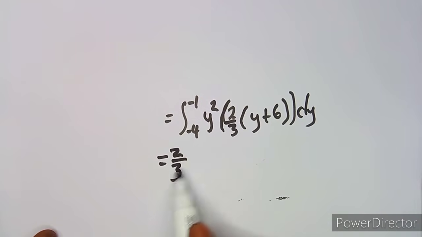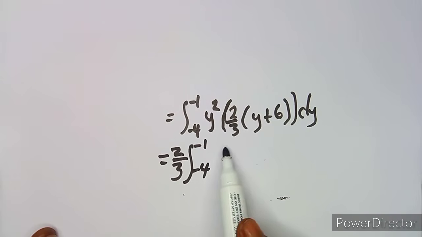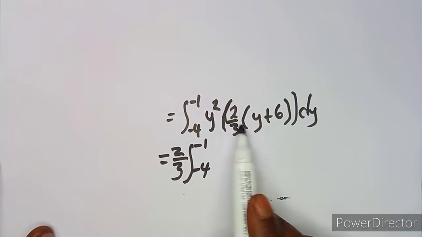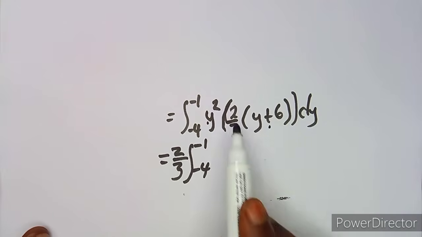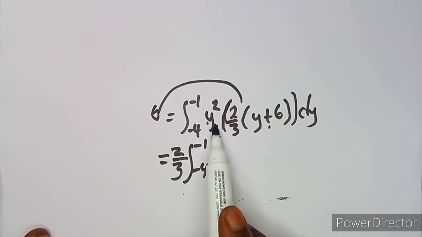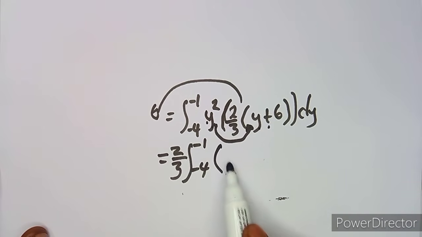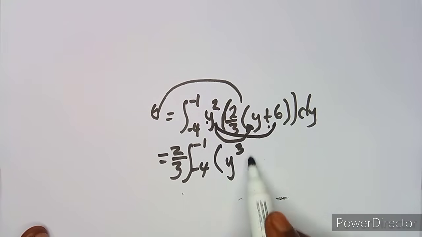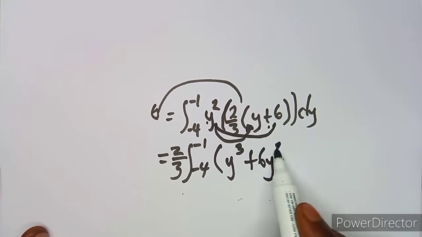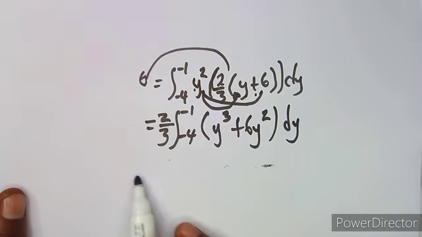So now I can just take this out, 2/3. You're going to have 2/3, the integral from -4 to -1. Take note of the limits. If you take this out, you are now left with y squared. So y squared is going to multiply the bracket. It's y squared times y, which is y to the exponent of 3. Then it's y squared times 6, which is 6y squared dy. Then we are done. Integrate and find your answer.